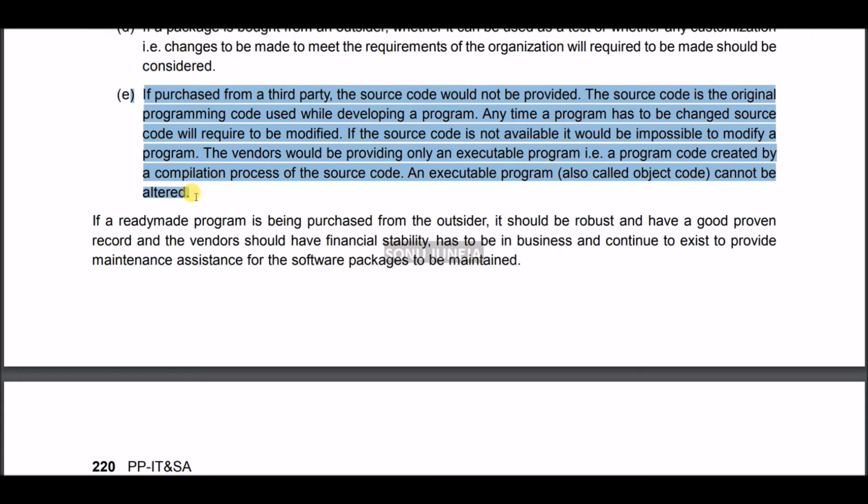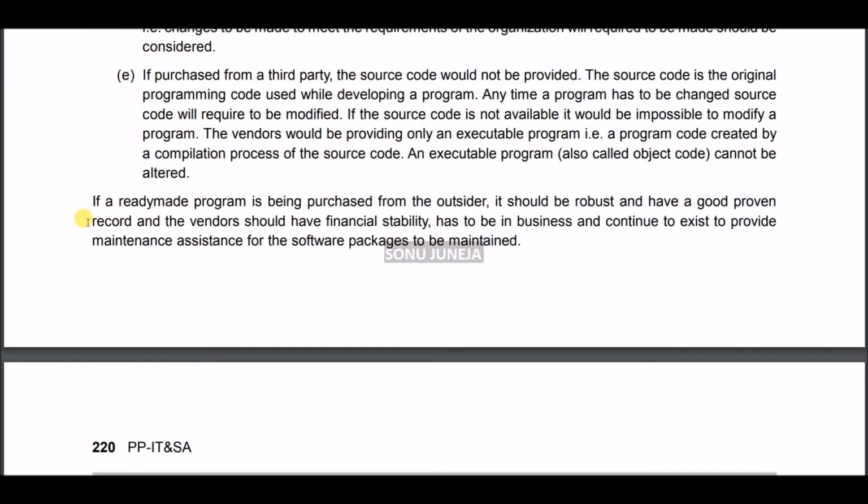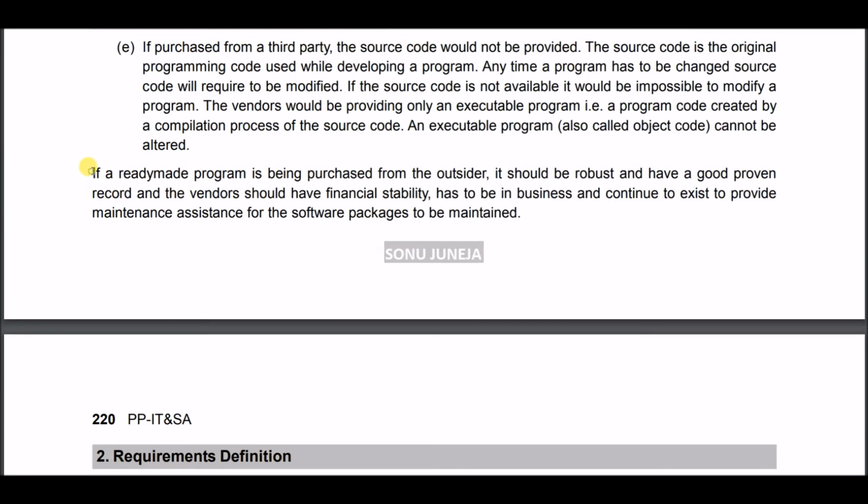So with third party software, you purchase the software and have to customize it. If it requires customization, you need to have the program code, but object code cannot be altered because that is constant, and if you don't have the programming code, you cannot modify the program accordingly. That's the rationale for the same.